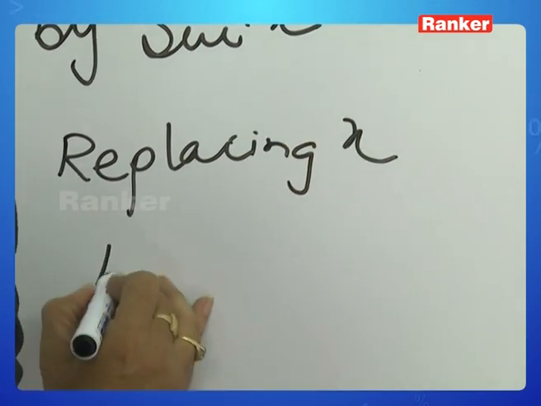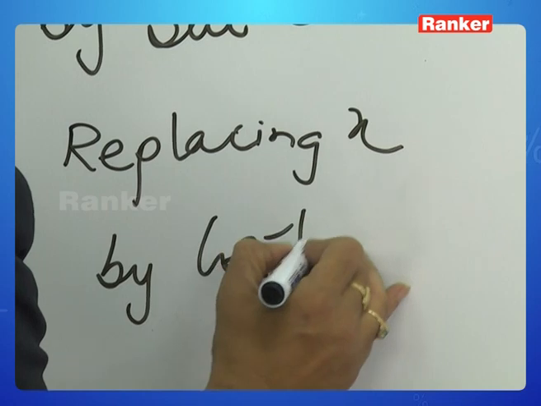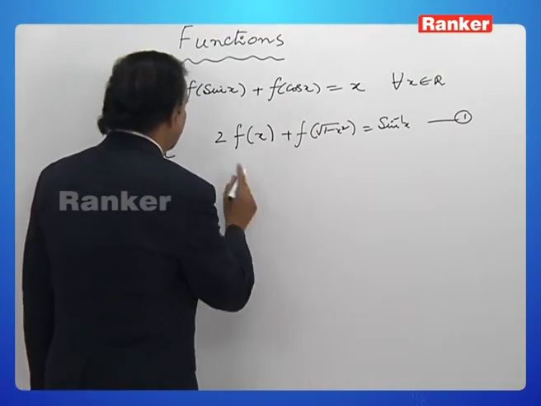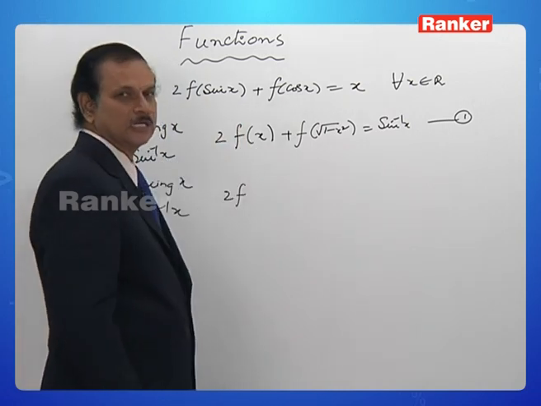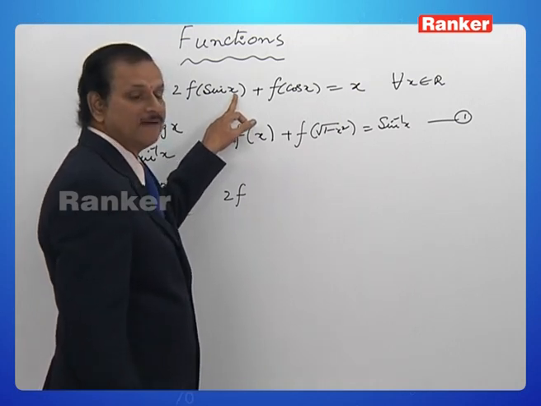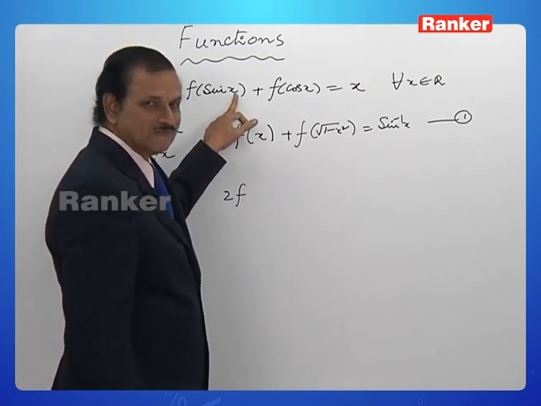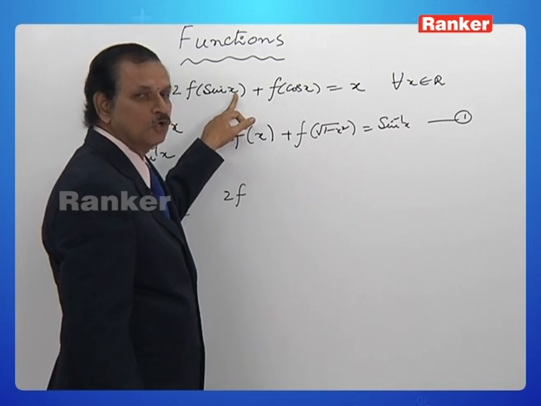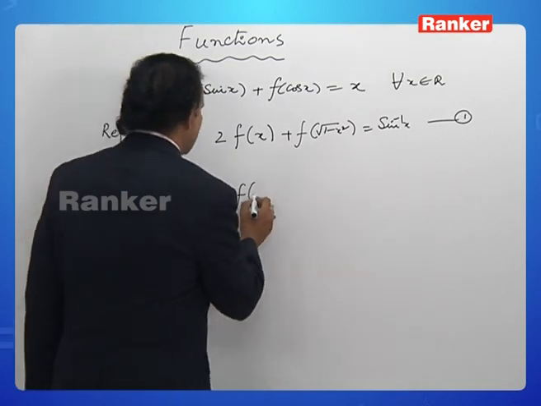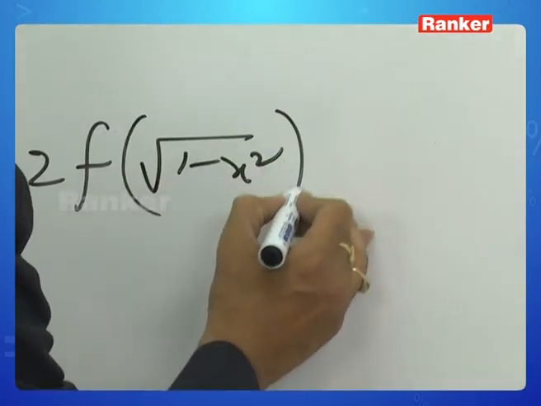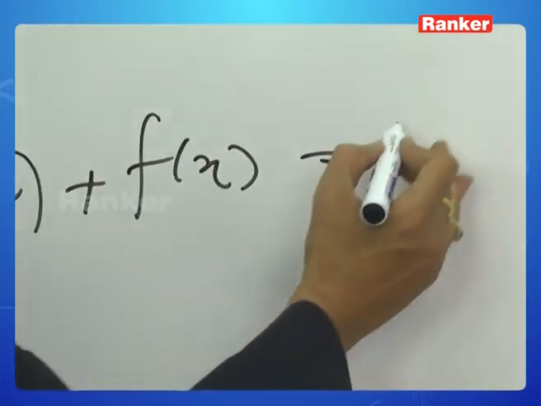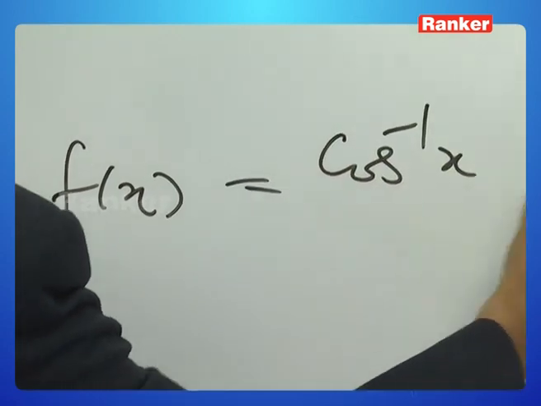Again, replacing x by cos inverse x, what do you have? 2 into f of sin of cos inverse x, as in the previous case. In the place of x, we are supposed to have cos inverse x, but cos inverse x is sin inverse root 1 minus x square. Sin of sin inverse root 1 minus x square is root of 1 minus x square, and cos of cos inverse x is x is equal to cos inverse x.